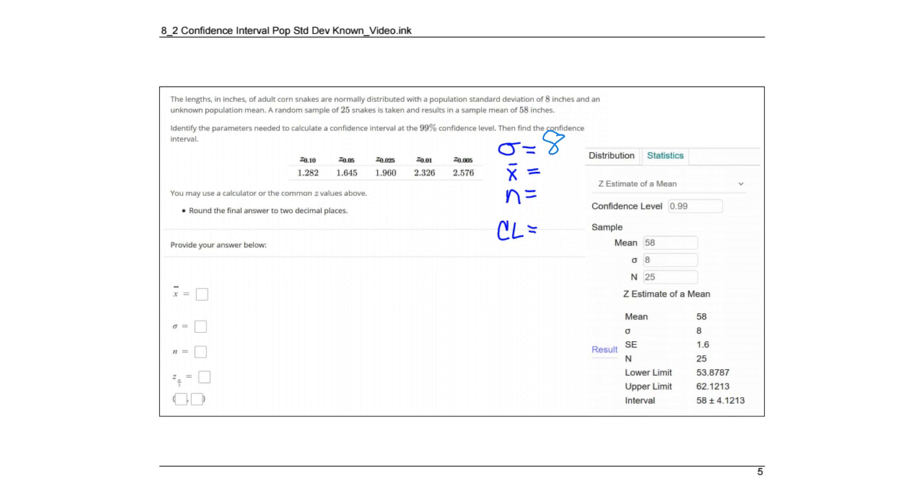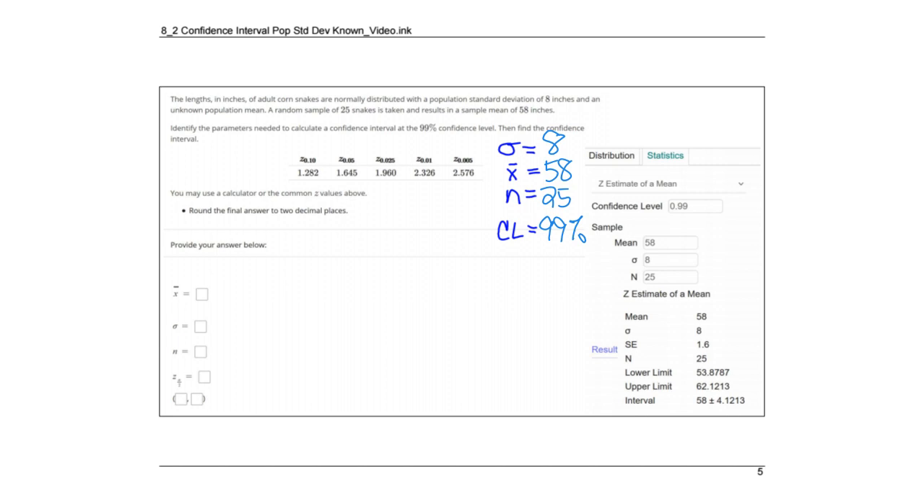A random sample of size 25 snakes, so n is equal to 25, is taken and results in a sample mean, so x bar, of 58. Identify the parameters needed to calculate a confidence interval at the 99% confidence. Okay, so let's see what they want here.